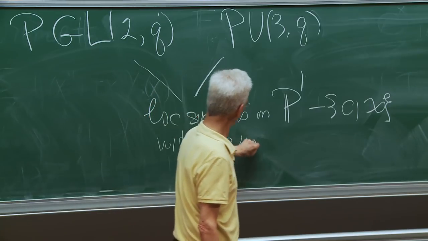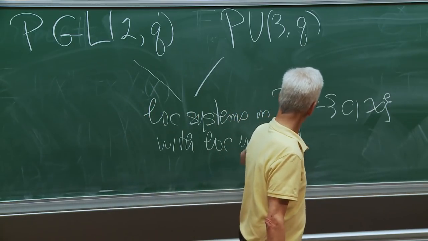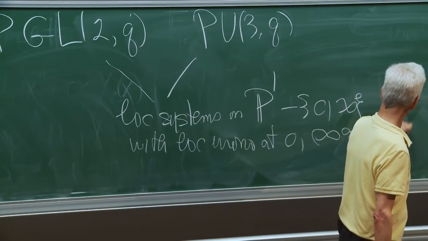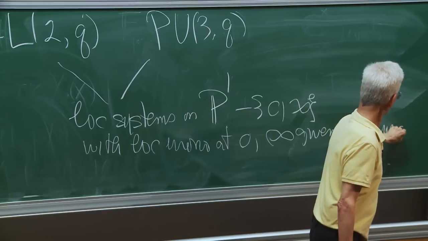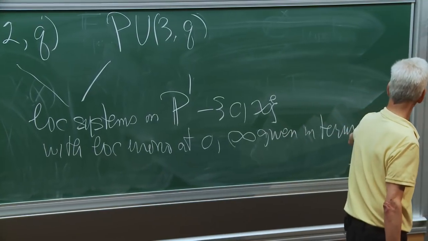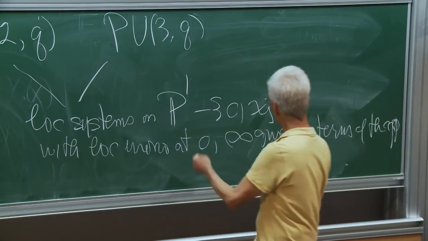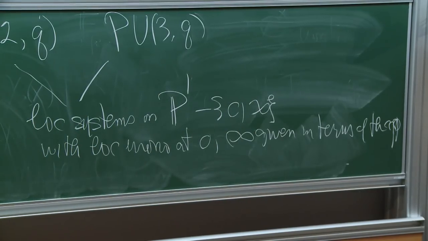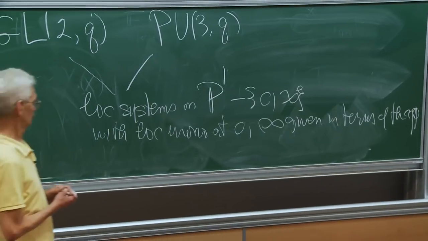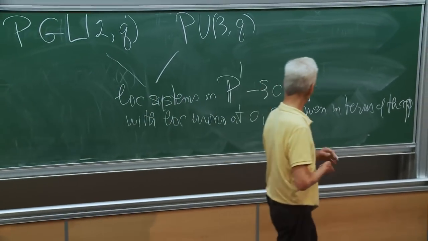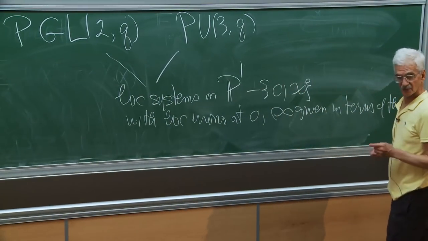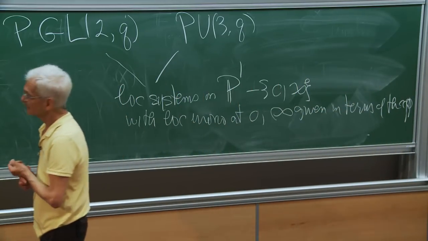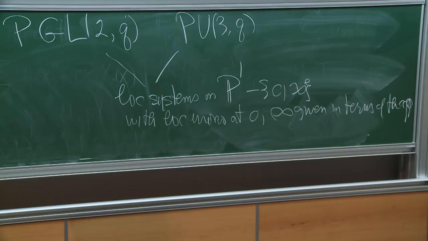With local monodromy at 0 and infinity given, so to speak, explicitly in terms of the group. So, for instance, local monodromy at infinity will involve a Borel subgroup and its unipotent radical. Local monodromy at 0 will involve what he calls a Coxeter torus. So it's completely explicit.